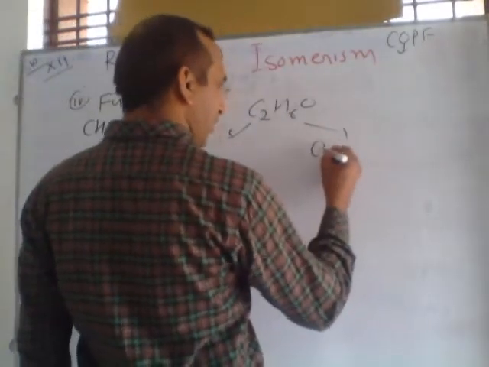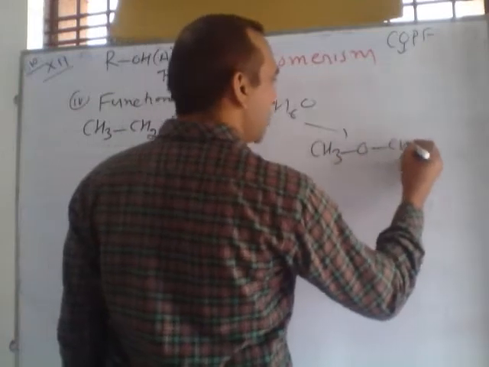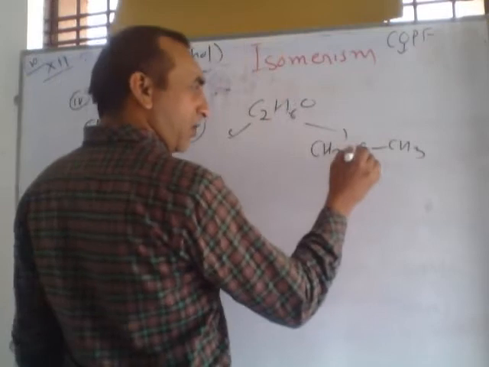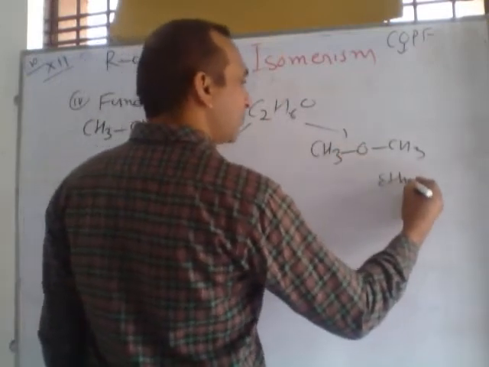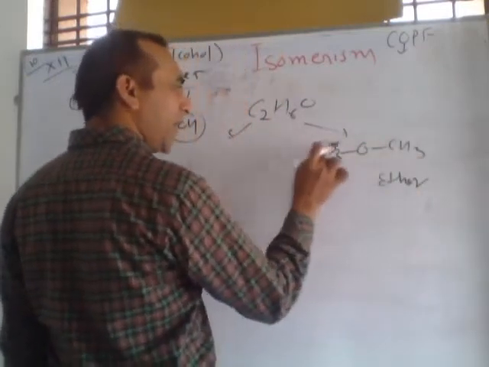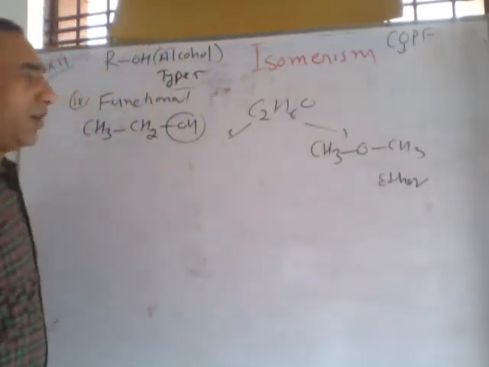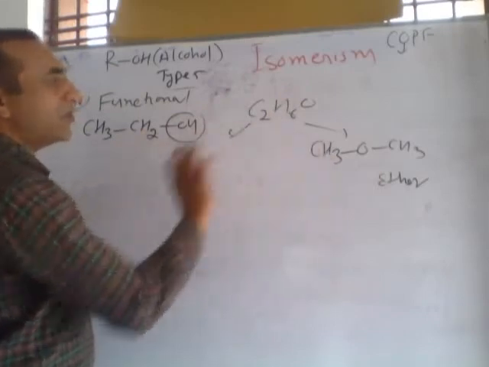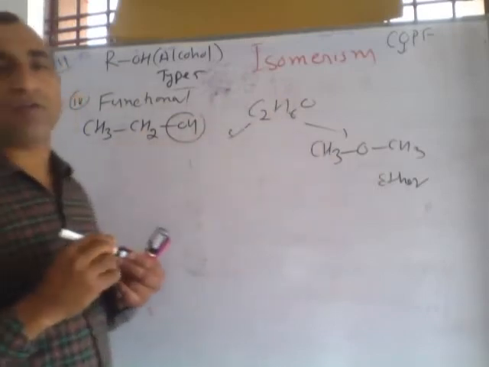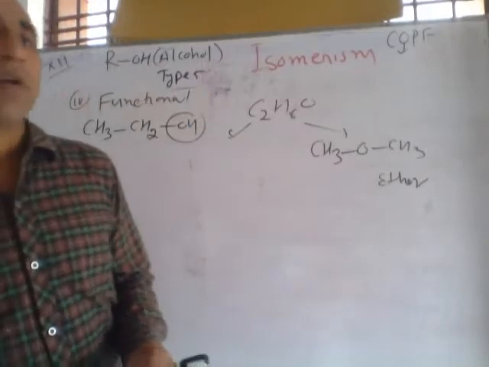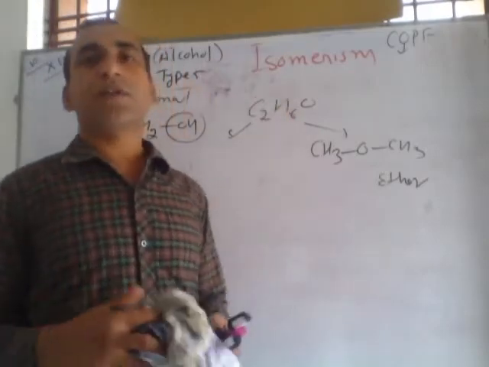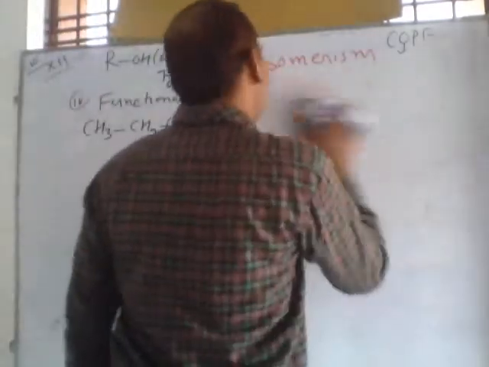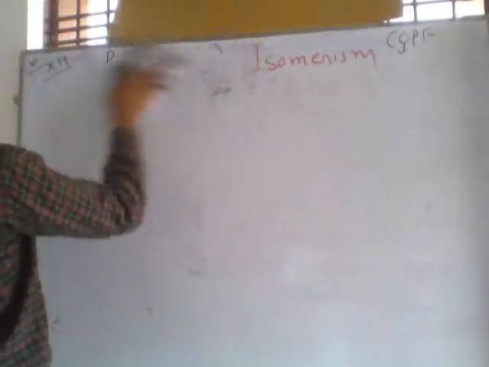This formula also has another compound structure, CH3OCH3. In this compound, the total carbon, hydrogen and oxygen are the same, but this compound is called ether, and its name is dimethyl ether, and this is alcohol. If compounds have the same molecular formula, but in these two compounds the functional groups are different, these are called functional isomers, and the phenomenon is called functional isomerism. So these four types of isomerism we can observe in alcohol.